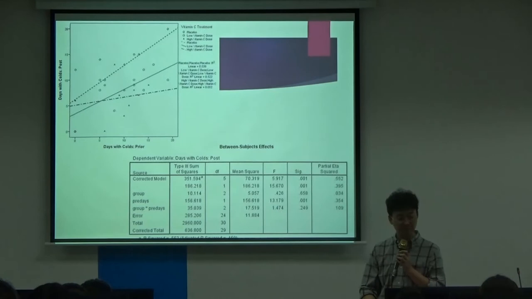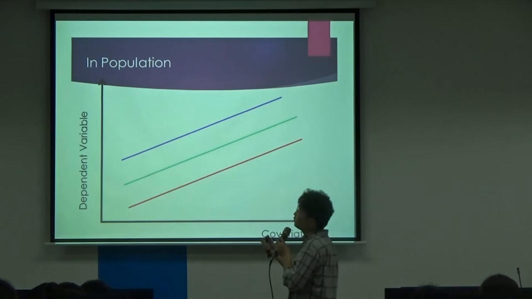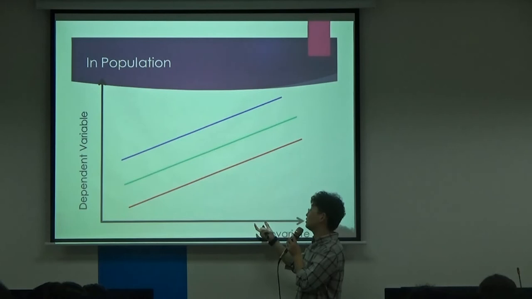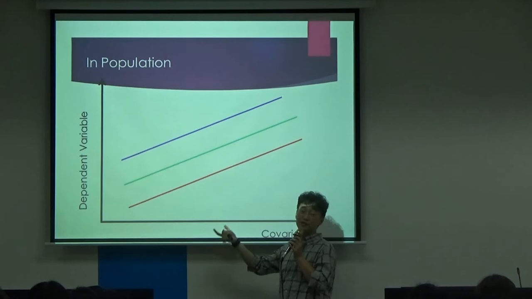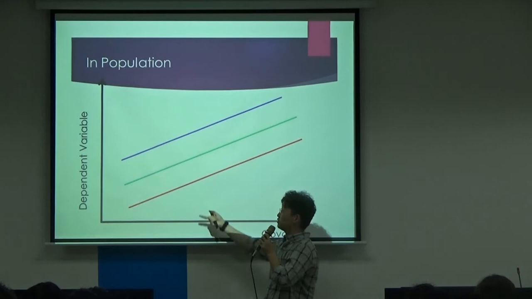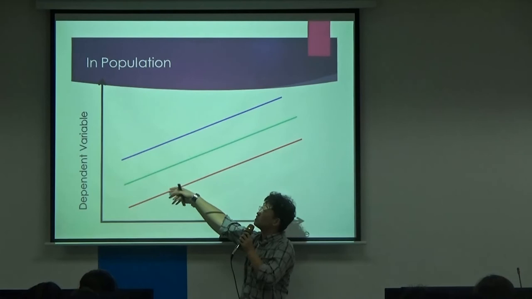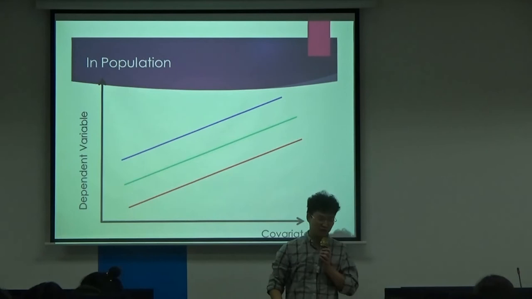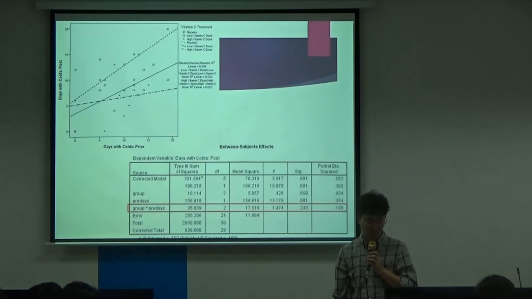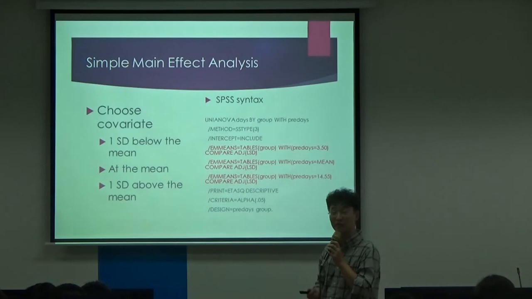So let me put it again. If the homogeneity of slope assumption is not violated, then look at this graph. For any value of the covariate, the difference between these three groups should be the same because these lines are parallel. If the assumption is violated, then these lines are not parallel. That's why the differences across these three groups are different for almost every value of the covariate. That's why we need to do simple main effect analysis. Simple main effect analysis is to test the effect for a specific value of the covariate.